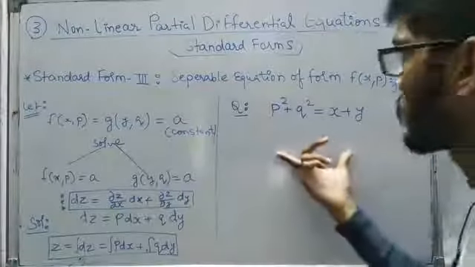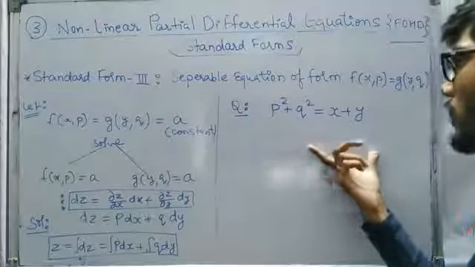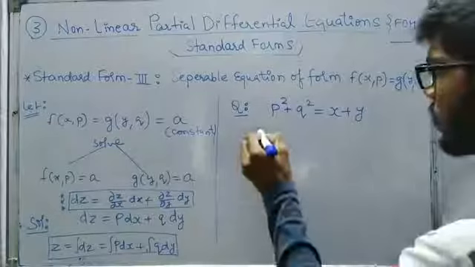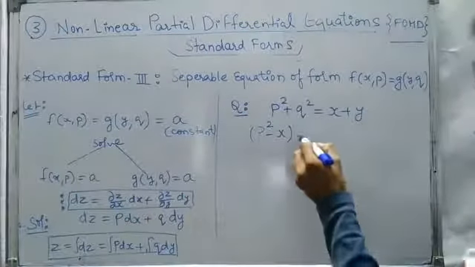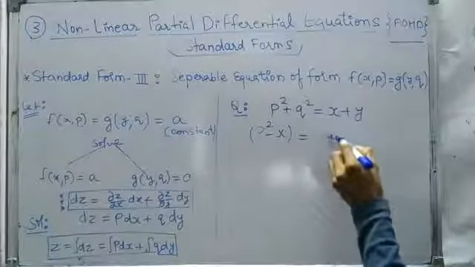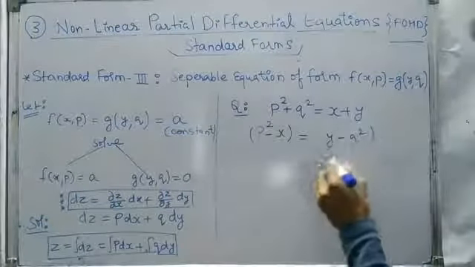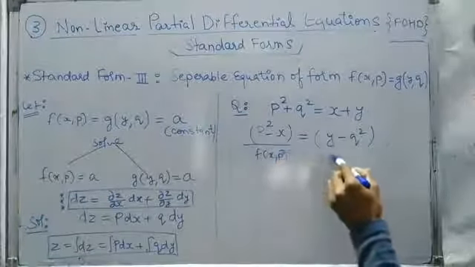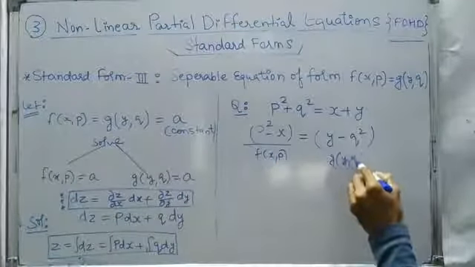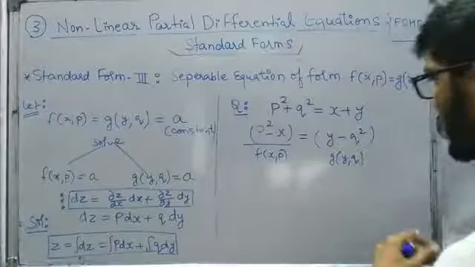So we have an equation something like p square plus q square is equal to x plus y, and if we take the x terms together, like x and dou z by dou x, and the y terms together, like y minus q square, we have p square minus x, which is nothing but a function of x comma p, and y minus q square, which is nothing but a function of y comma q. So that is f and this is g.